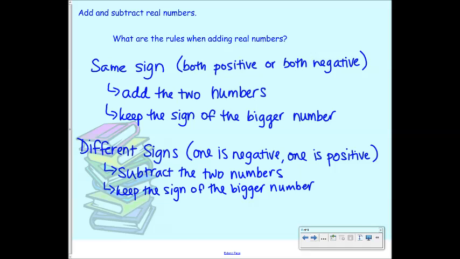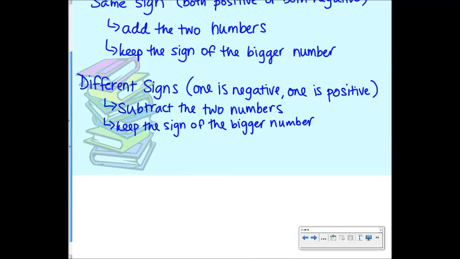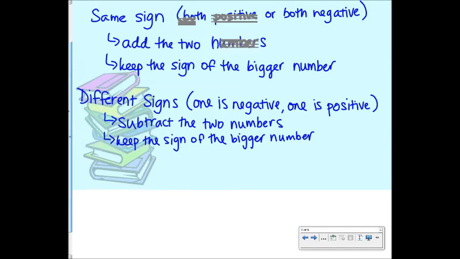The way that I remember this is different sounds like difference, and difference is the answer to a subtraction problem. So that's how I remember to subtract. If the signs are different, find the difference. That's the way that I remember it. Okay, so I'm going to go down just a little bit and look at a couple of examples.